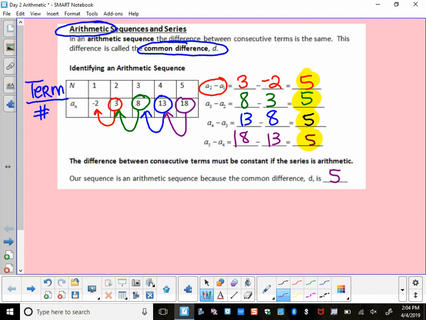Okay? We're at the point to where we don't have to do this on the side. We can do it with mental math. And we can start from, what are we doing each time? We're adding 5. From 3 to 8, we add 5. 8 to 13, add 5. 13 to 18, we added 5. Okay? That's what we're doing.